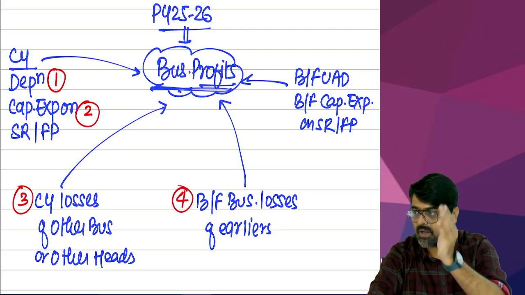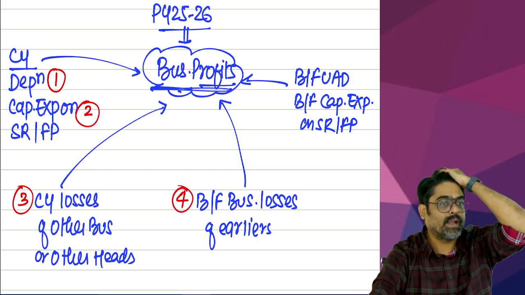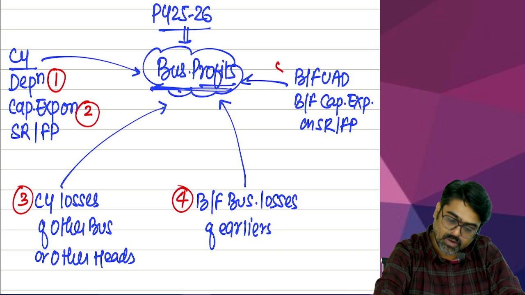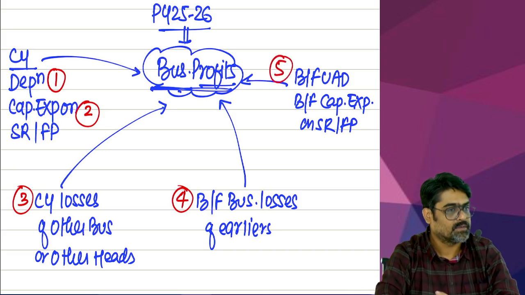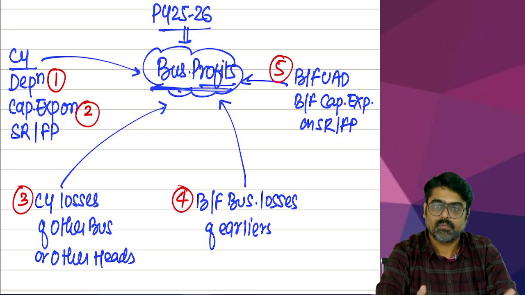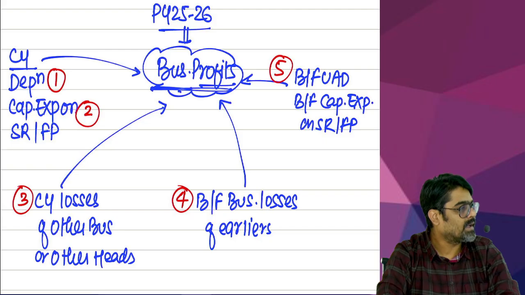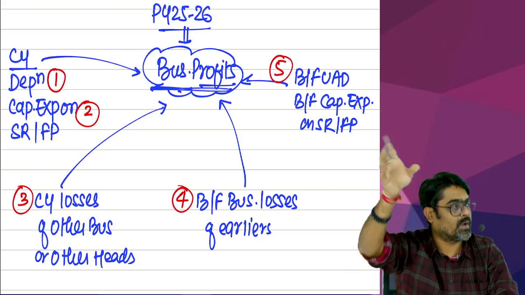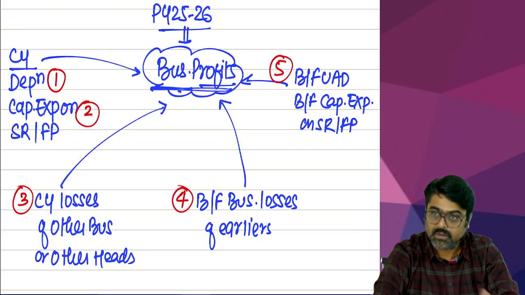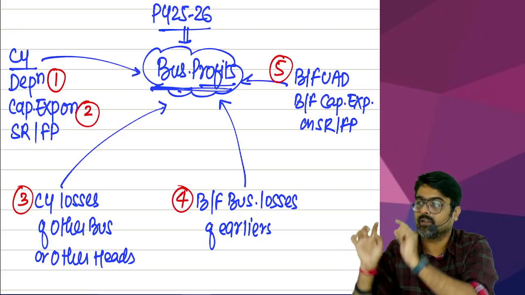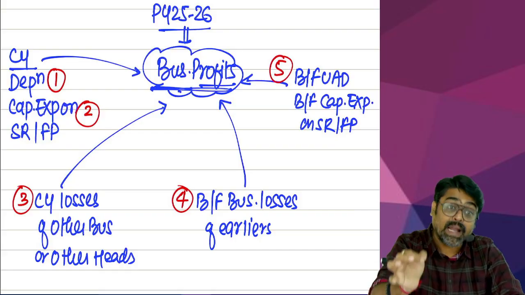And after setting off the brought forward business loss, if any profit remains, from that profit adjust what? Brought forward unabsorbed depreciation. And then brought forward capital expenditures on scientific research. This is the priority which you have to give. And if you prioritize the adjustments like this from your business profits, you will be able to take the maximum advantage.